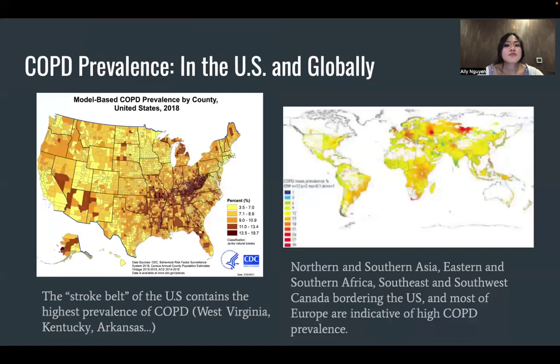COPD is most commonly found in the stroke belt of the United States. These places, for example, can include West Virginia, Kentucky, and Arkansas. And globally, COPD is most prevalent in Northern and Southern Asia, Eastern and Southern Africa, Southeast and Southwest Canada bordering the US, and most of Europe. All of these places are indicative of having high rates of COPD prevalence.